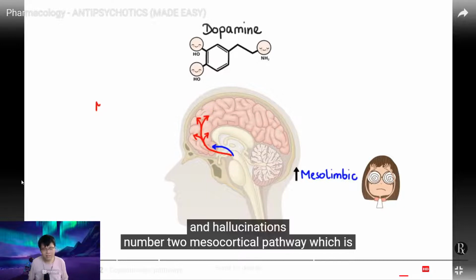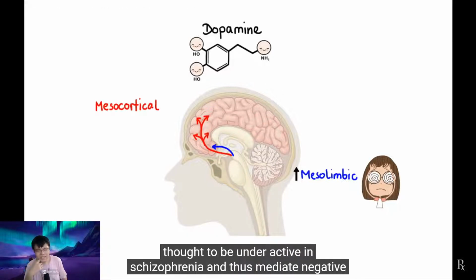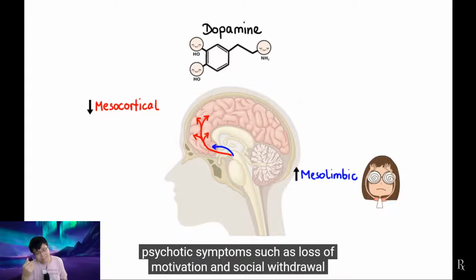Number two, mesocortical pathway, which is thought to be underactive in schizophrenia and thus mediate negative psychotic symptoms such as loss of motivation and social withdrawal.